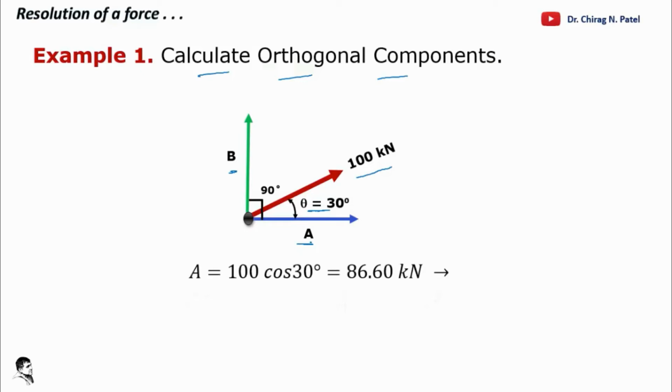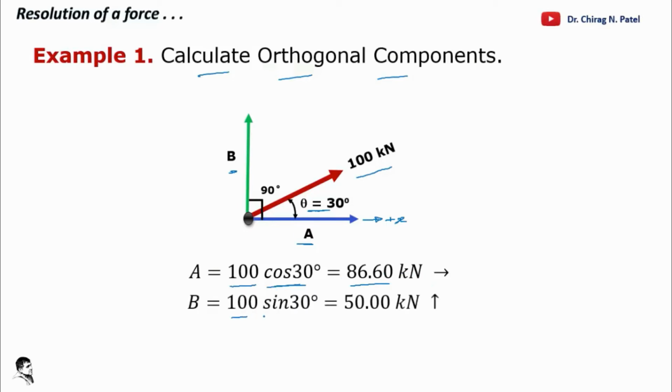Now if you want to resolve A, we know that theta is equal to 30 degrees, so you can directly apply 100 cos 30. The direction of that particular component is positive x, so we can use a positive sign here. So the answer will be 86.60 kilonewton in this particular direction.